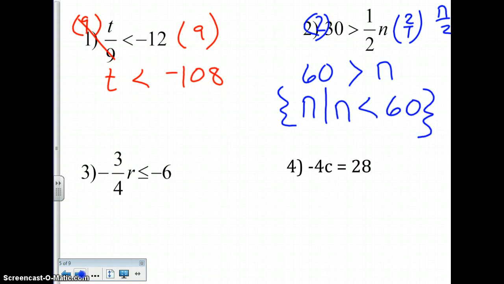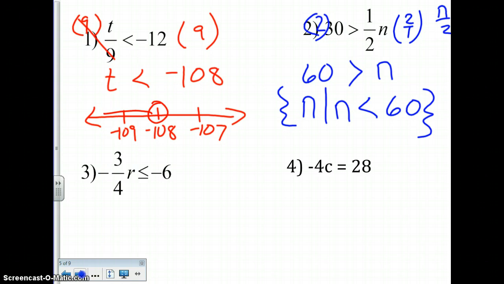Okay, that's something that we want to keep in mind that I sort of neglected in these first ones. We can also, if I go back to number 1, graph our solutions. Let's see, we have -108, -109, -107. And just being aware, this is an open circle, and any number is smaller than -108.